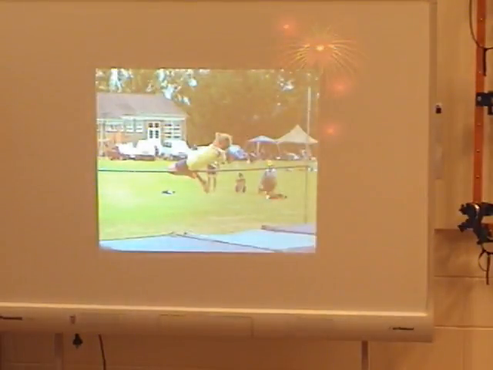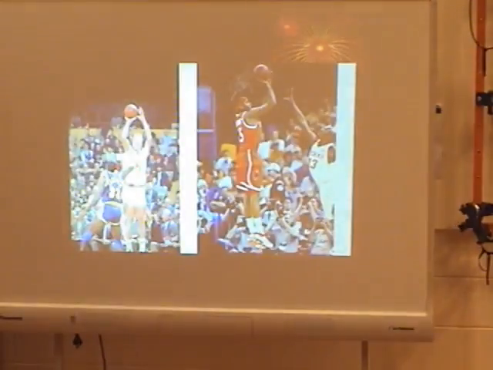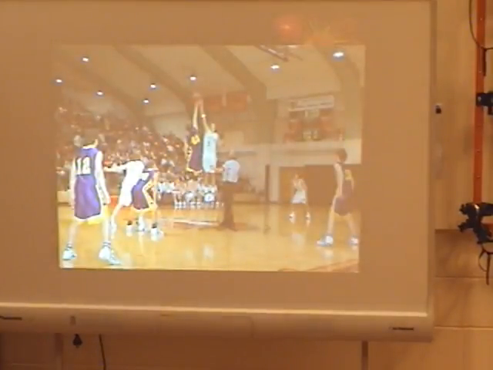This is showing a couple different levels of high jump. So you can see a kid starting at early age. And here's some very tall basketball players and how they've changed from young.